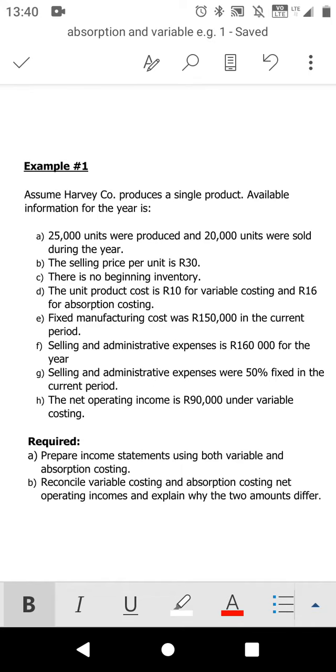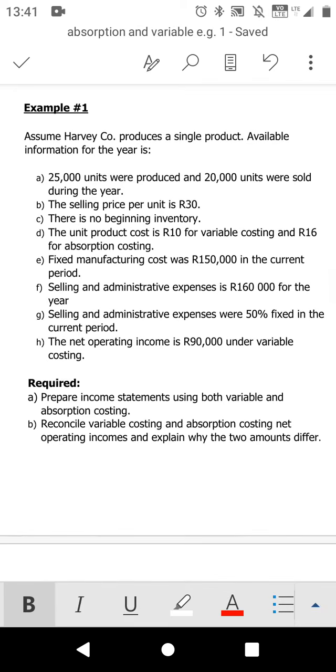So on this first example that I'm doing for this video, we don't have the opening balance in this case because this company started to operate this year, which means that they didn't have any inventory from last year. So for the second example, I'm going to look for one which has the opening balance, so that you will know how to treat the opening balance.